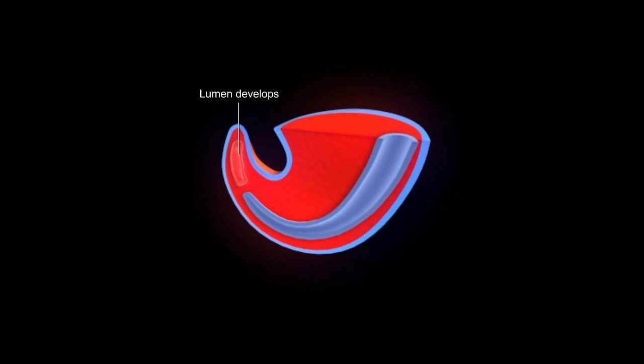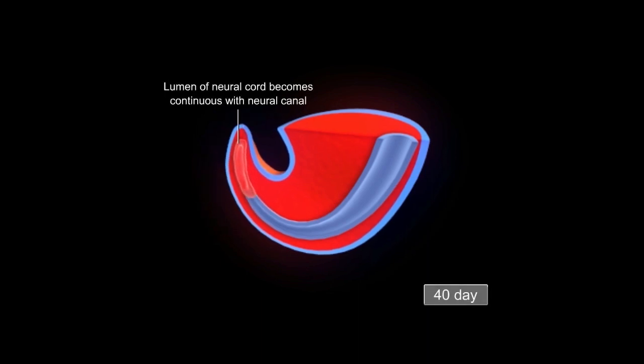Secondary neurulation begins with the formation of the primary neural tube. It occurs in the sacral region, caudal to the posterior neuropore and involves stem cells from the primitive streak and mesodermal tissue.